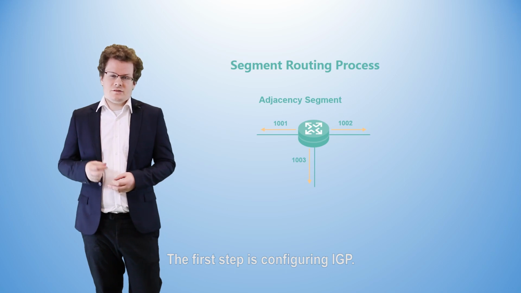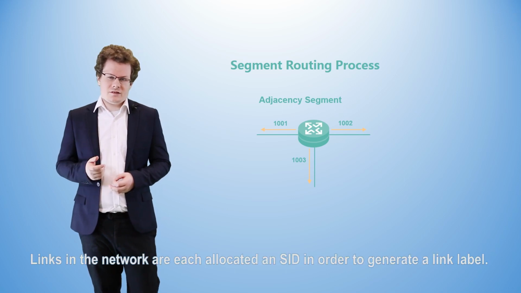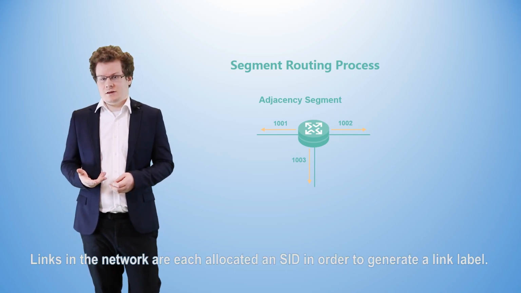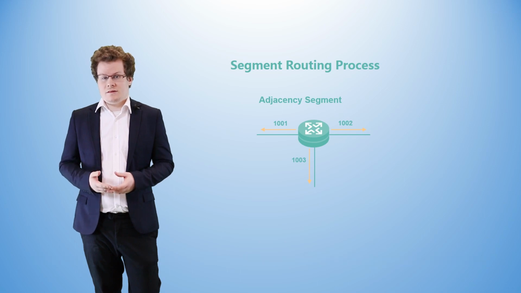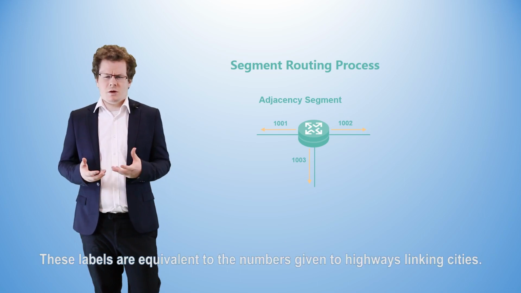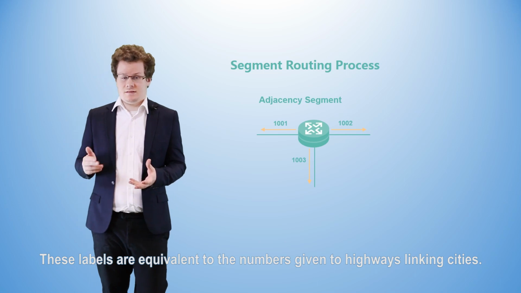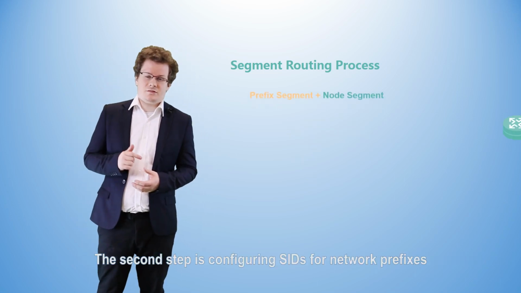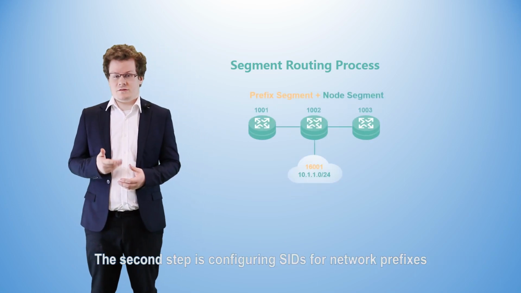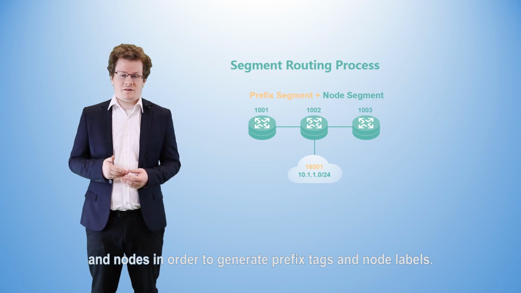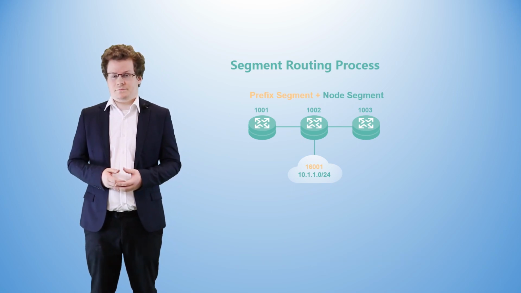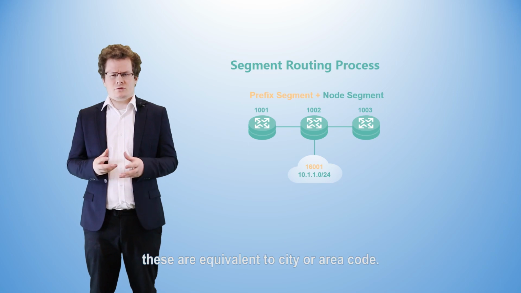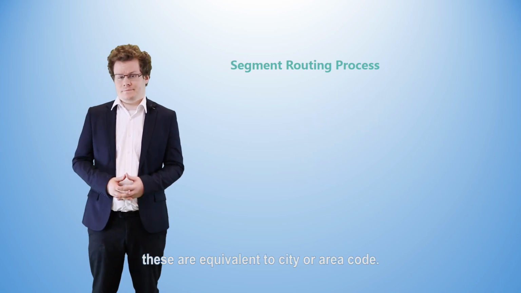The first step is configuring IGP. Links in the network are each allocated an SID in order to generate a link label. These labels are equivalent to the numbers given to highways linking cities. The second step is configuring SIDs for network prefixes and nodes in order to generate prefix tags and node labels. In the same metaphor, these are equivalent to city or area codes.